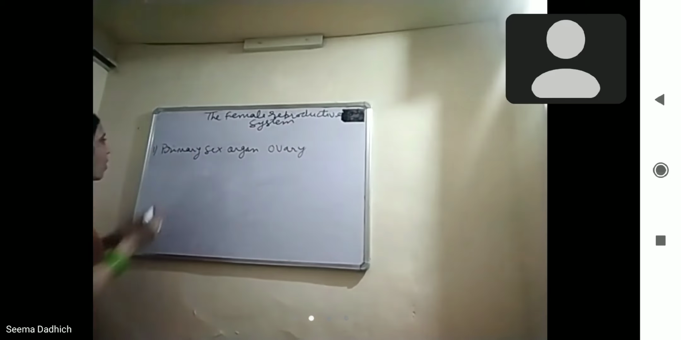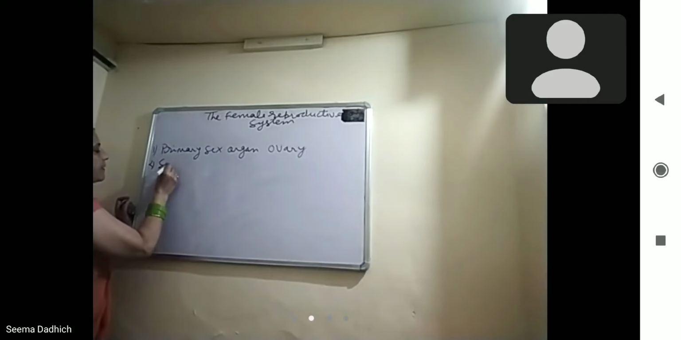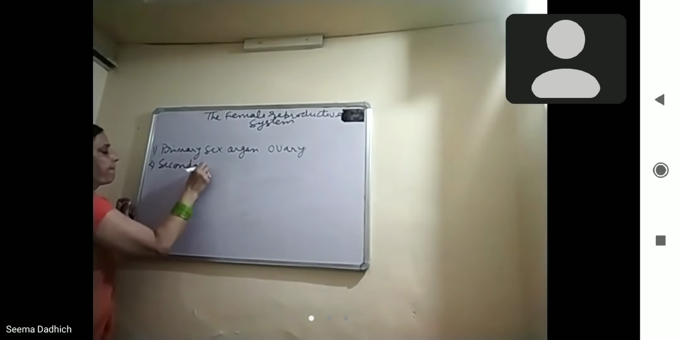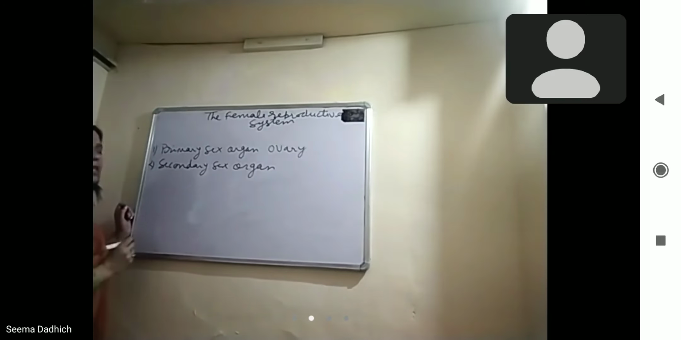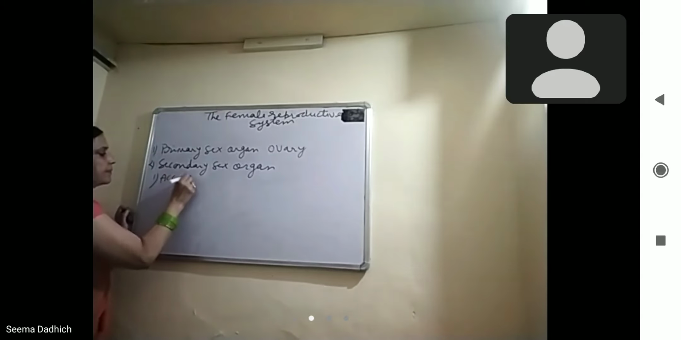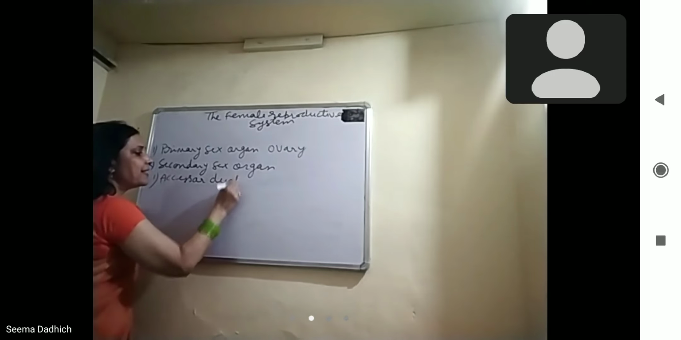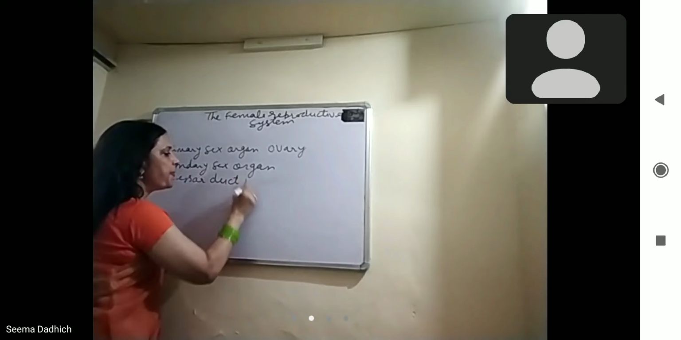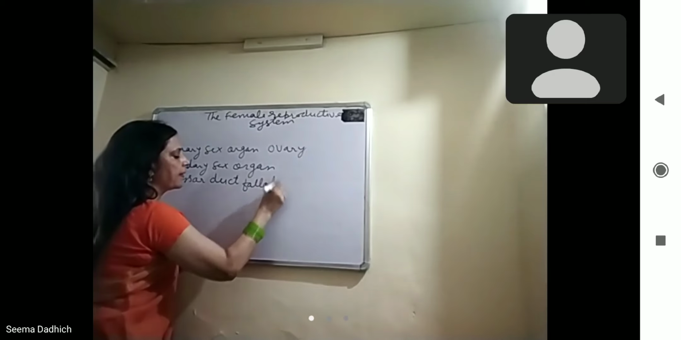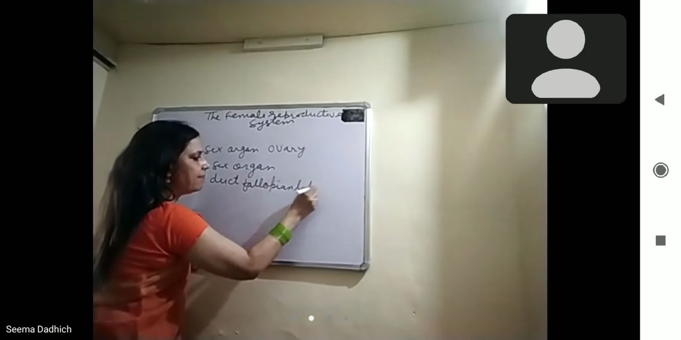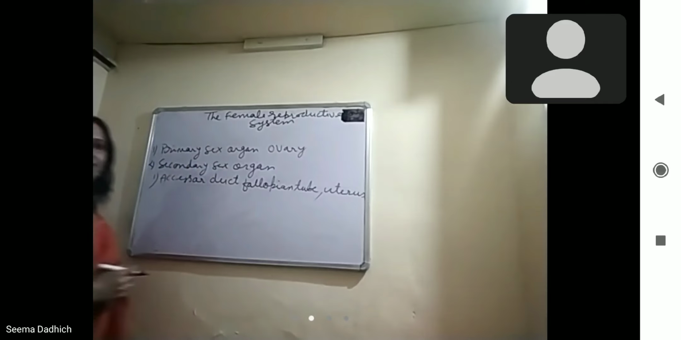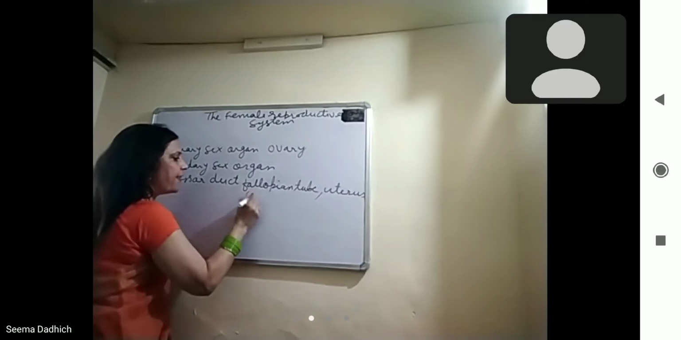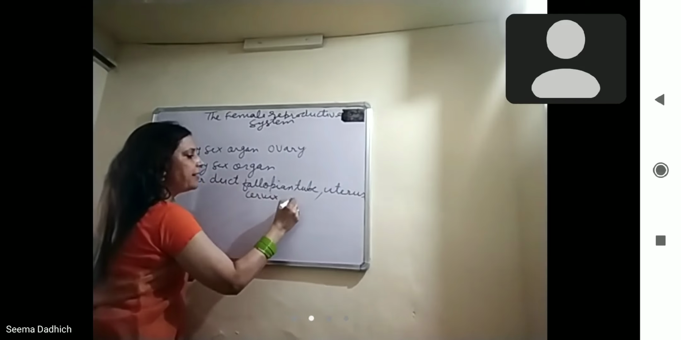Now, the secondary sex organ. The secondary sex organ consists of, first, the accessory ducts. What are the accessory ducts? For example, the fallopian tube. Second, the uterus. Are you getting my point? Third, the cervix and vagina.